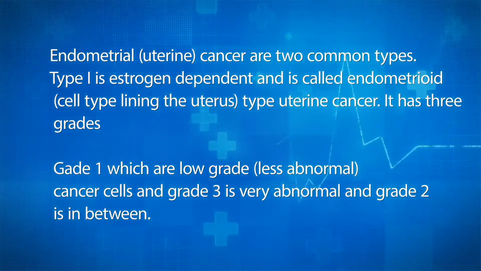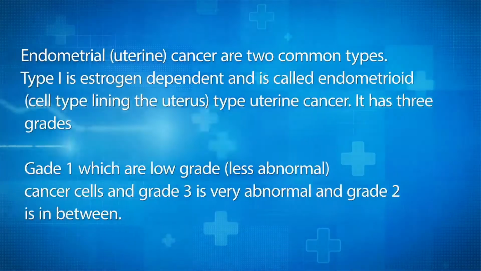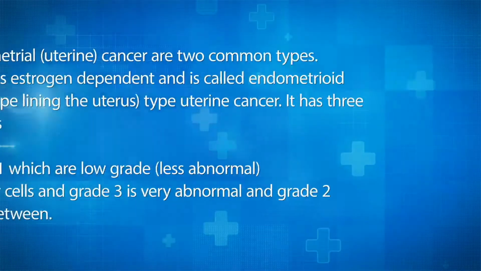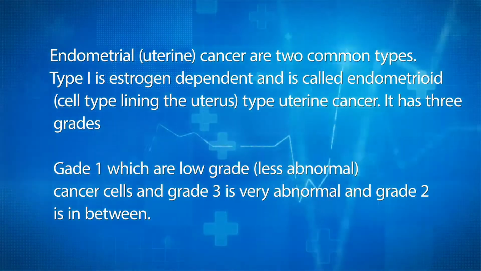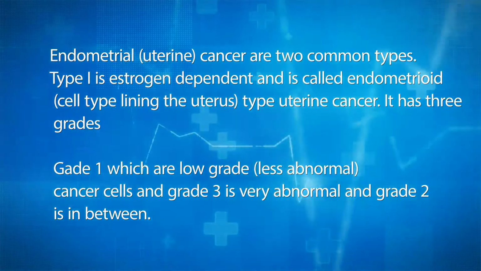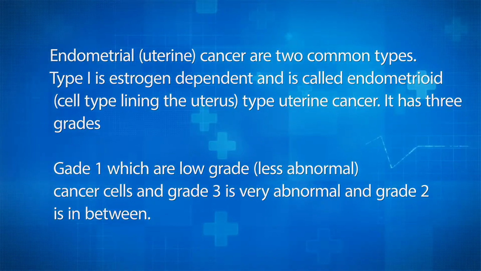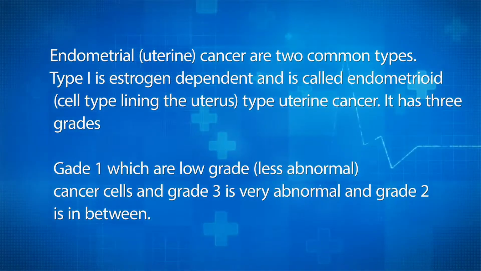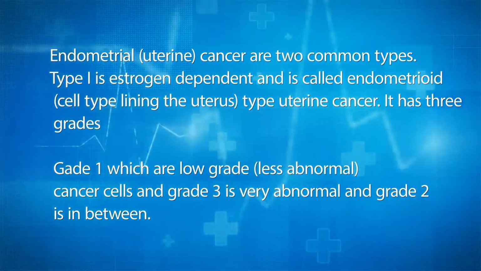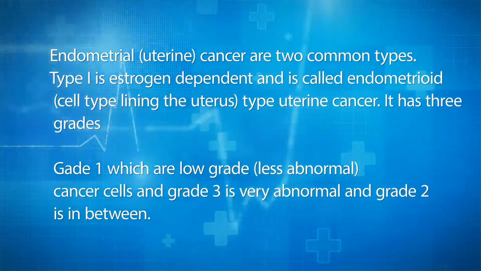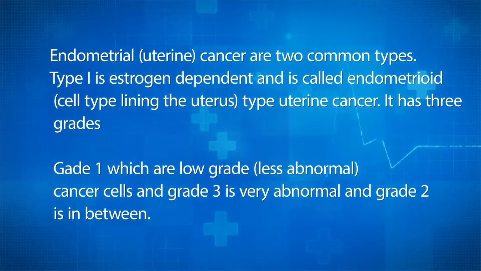Types of endometrial or uterine cancer. Type 1 is estrogen dependent and is called endometrioid type uterine cancer. The endometrioid is the cell type lining the uterus. It has 3 grades. Grade 1, which is low grade, meaning less abnormal cancer cells, and grade 3, which has very abnormal cancer cells, and grade 2, which is in between.